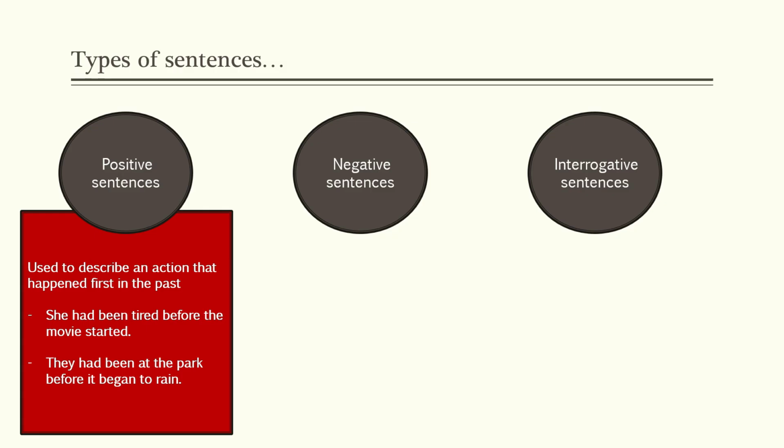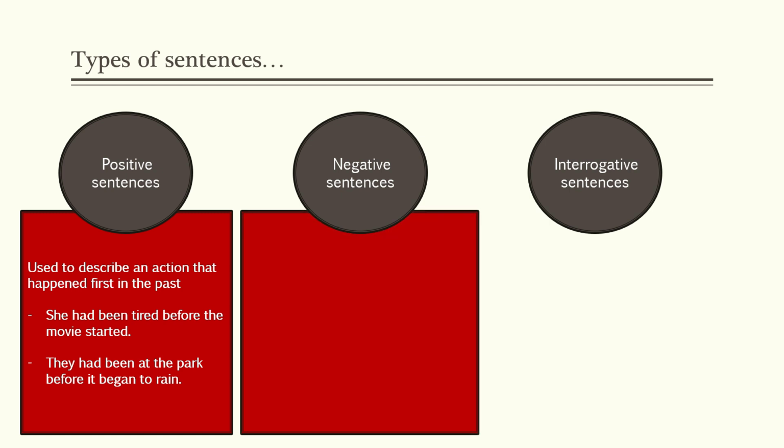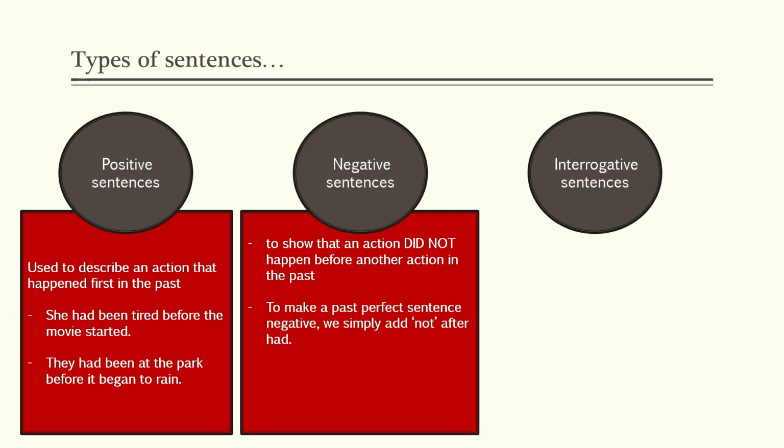Now let's look at some negative sentences. Negative sentences in the past perfect are used to show that an action did not happen before another action in the past. To make a past perfect sentence negative, we simply add not after had. Here are two examples. She had not been tired before the trip. He had not been the leader of the group until last year.